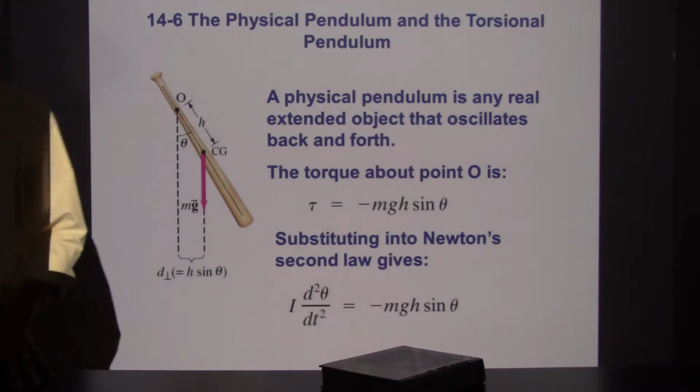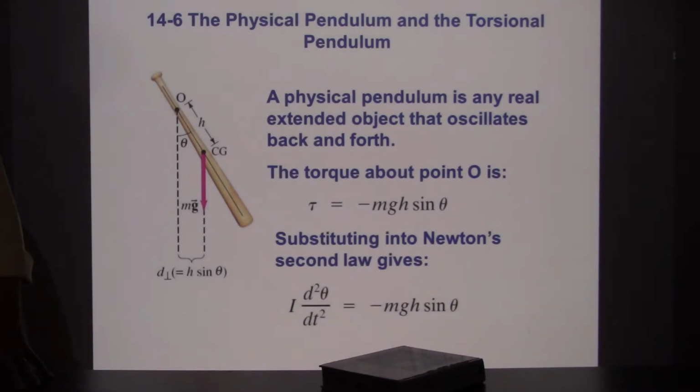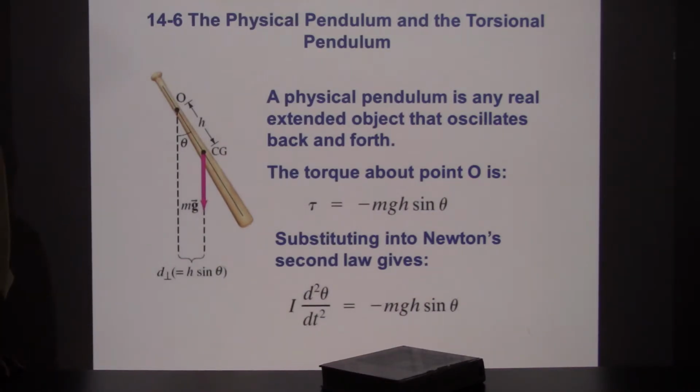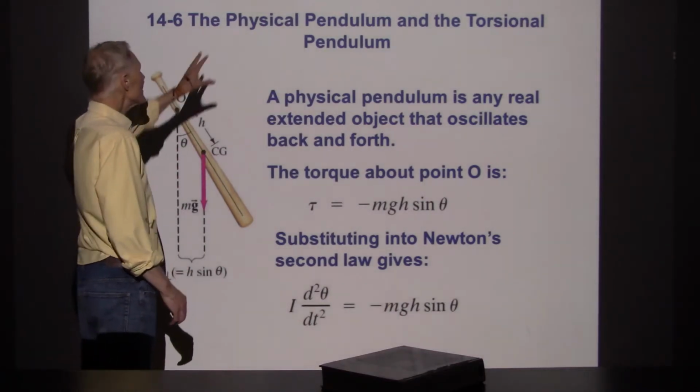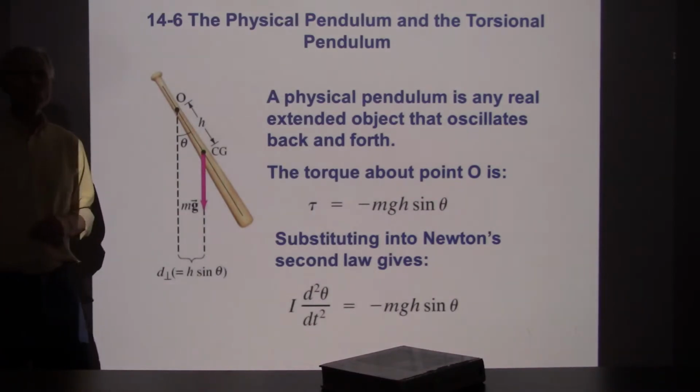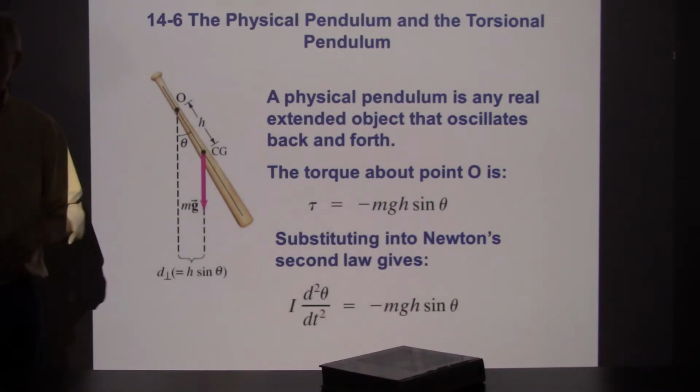Okay, what other kind of oscillating systems can we come up with here? We could oscillate a baseball bat, right? The idea here is, now these are called a physical pendulum compared with a simple pendulum. A physical pendulum is anything you want. It could be a baseball bat.